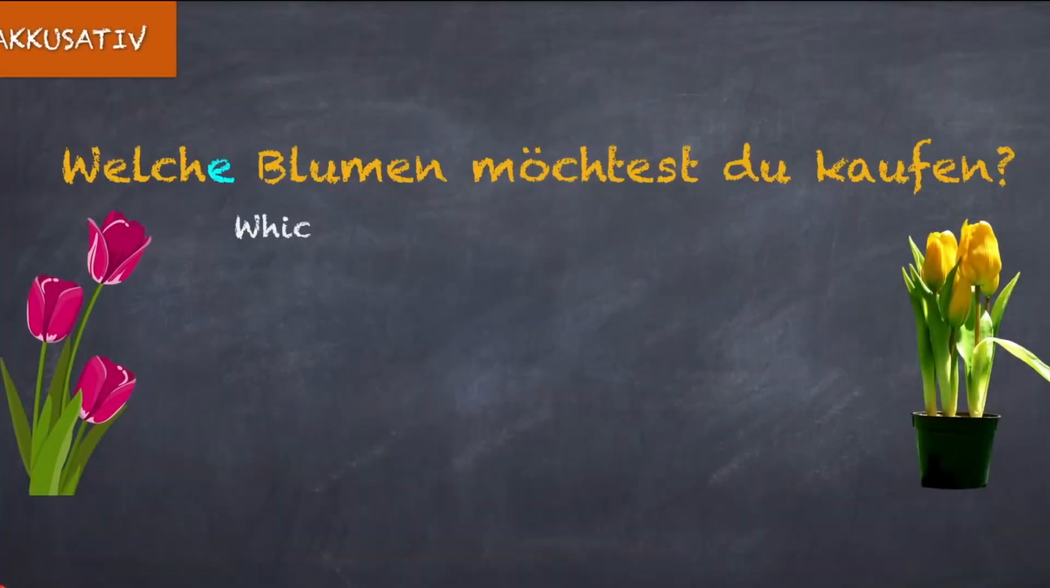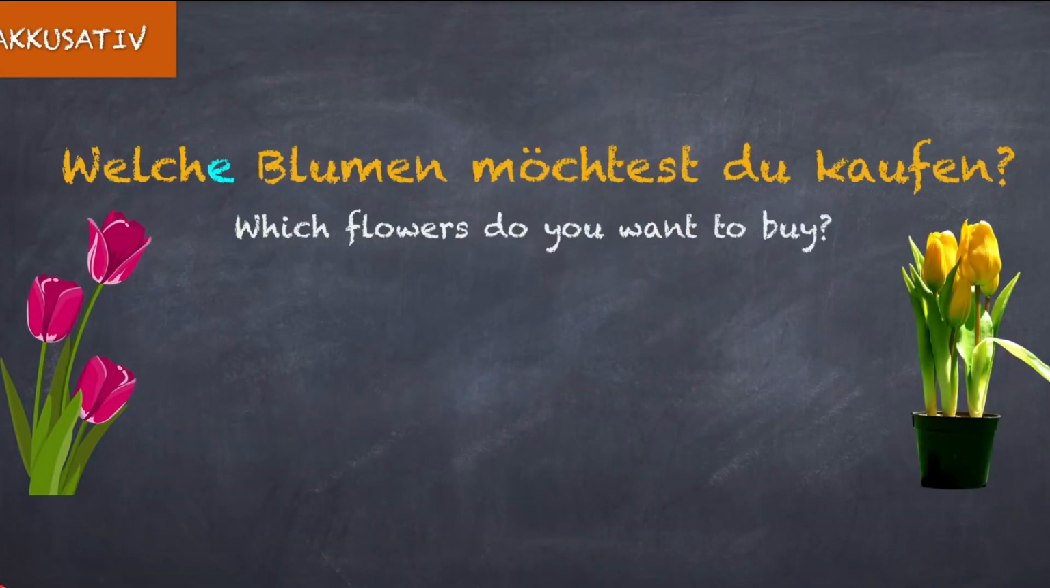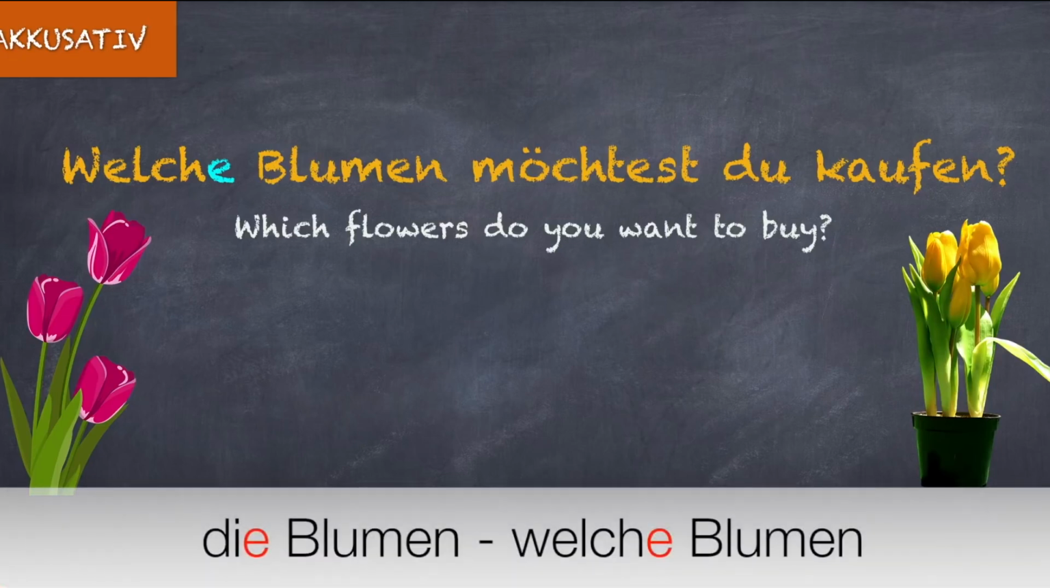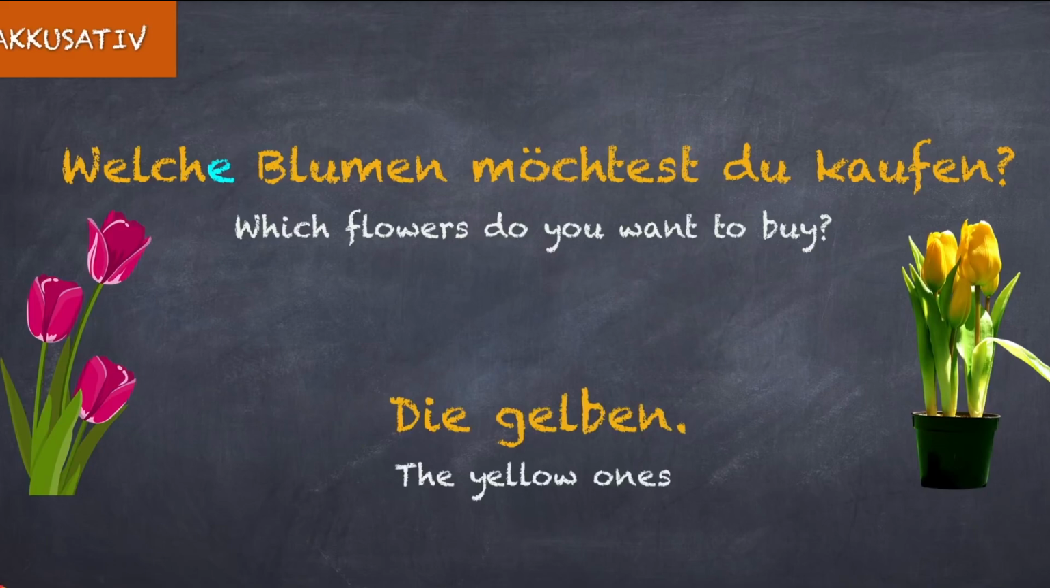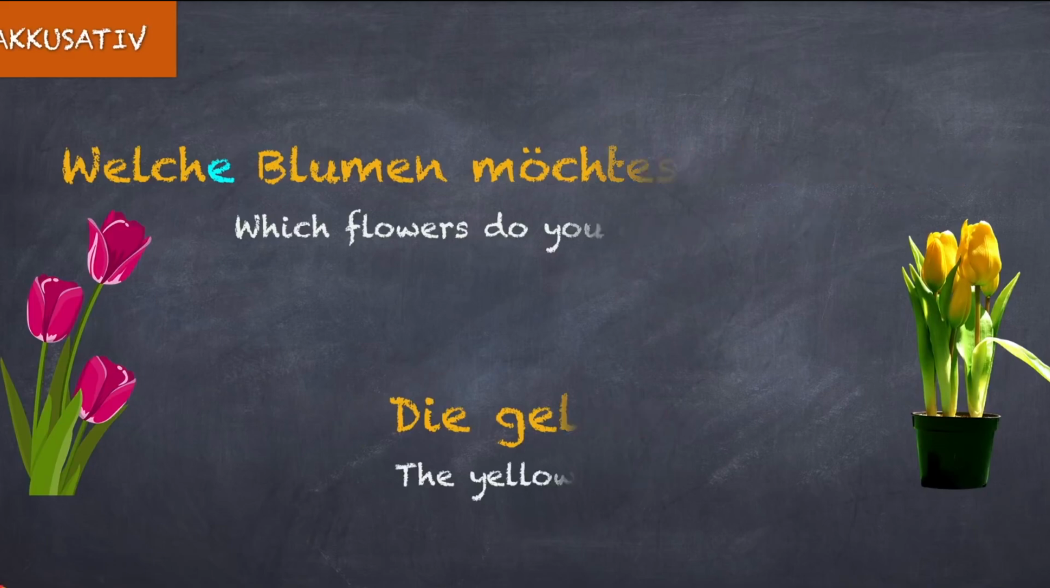Moving on to the accusative case. Welche Blumen möchtest du kaufen? Du ist hier das Nominativsubjekt and Blumen sind Akkusativ. Well, in plural, the accusative article does not change. Die Blumen remains die Blumen. Hence, welche Blumen will remain welche Blumen. So the answer is die gelben.